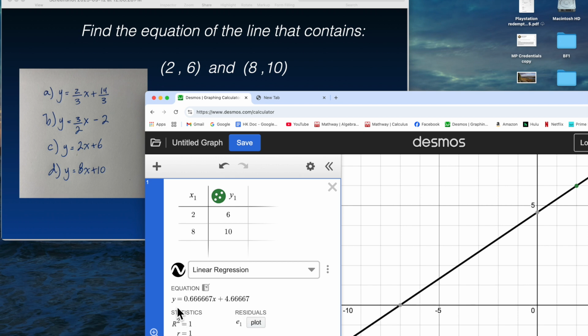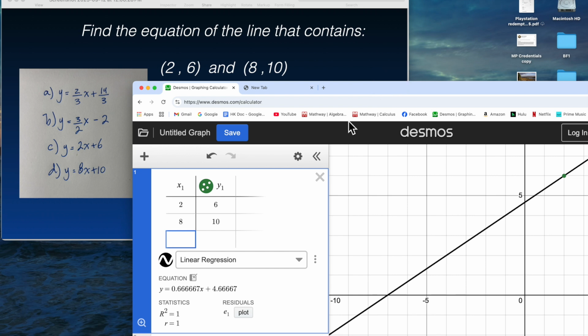You can see here it's y equals 0.6667x plus 4.667. The answers that are given are in fraction form. So there are 2 ways to pick choice A here. One is to recognize that 0.6667 is 2/3. The other way to recognize it is, look, the y-intercept that it gives you is 4.667. It is not an integer. So the only y-intercept in any of the choices that is not an integer is choice A.